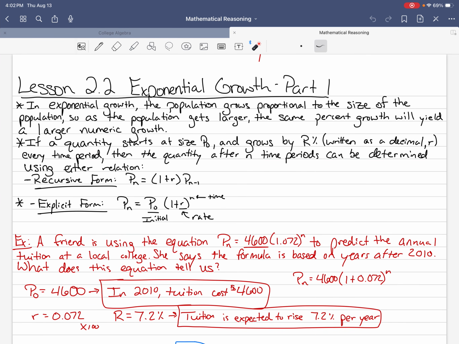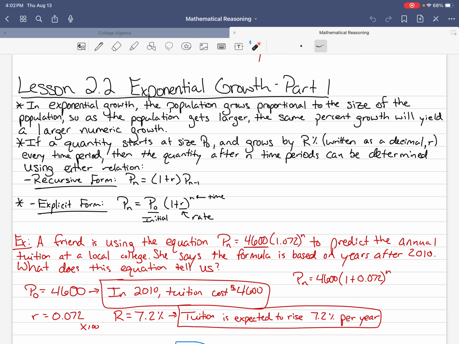Here in lesson 2.2, we are going to talk about exponential growth, and this is going to be part 1 of exponential growth. In lesson 2.3, we'll discuss the second part. In exponential growth, the population grows proportional to the size of the population. So as the population gets larger, the same percent growth will yield a larger numeric growth.